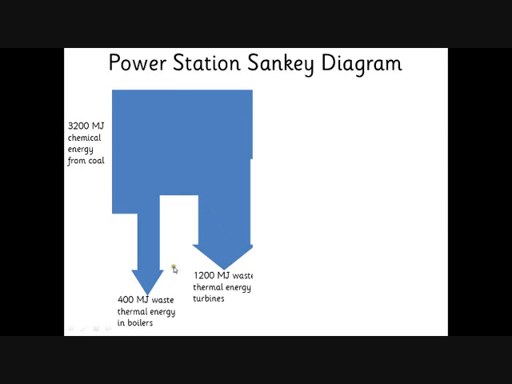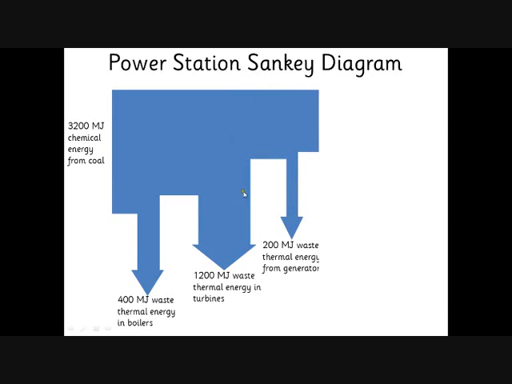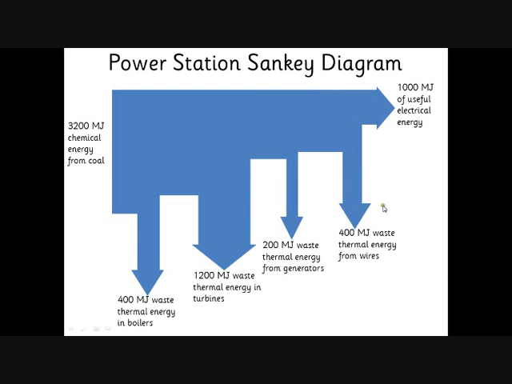Okay, then we do the next stage. We waste a lot of thermal energy in the turbines. So the line gets a lot narrower, then we waste some energy from the generator, then we waste a bit more thermal energy from the wires, and there's our useful energy. So there's a Sankey diagram representing the whole energy transfer of the power station.